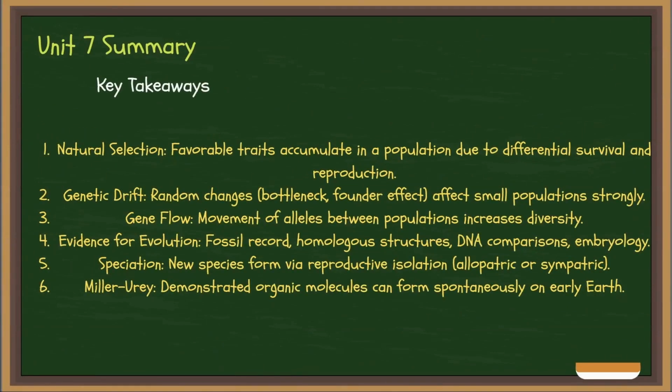So the Unit 7 summary, here are some key takeaways. 1. Natural selection. Favorable traits accumulate in a population due to differential survival and reproduction. 2. Genetic drift. Random changes like the bottleneck or the founder effect affect small populations strongly. 3. Gene flow. Movement of alleles between populations increases diversity. 4. Evidence for evolution. There's fossil record, homologous structures, DNA comparisons, and embryology. 5. Speciation. New species formed via reproductive isolation, allopatric or sympatric. 6. Miller-Urey. It demonstrated organic molecules can form spontaneously on early Earth.